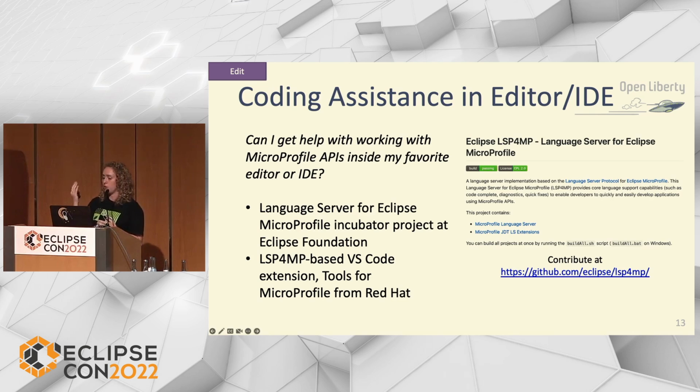So one example is the language server for Eclipse MicroProfile. So this is an incubator project at the Eclipse Foundation. So go and check this out if you've not seen it before. And it has VS Code extensions. And this is a tool that was originally done for MicroProfile from Red Hat. If you do want to contribute to it, we would welcome contributions. This is still an active project that's being worked on. So you can head on over to the GitHub repo that I put there if you want to take a look. But essentially what this enables is all the things I mentioned. Help when you've made a mistake using some kind of MicroProfile API, or things like code completion if you're using MicroProfile APIs as well.